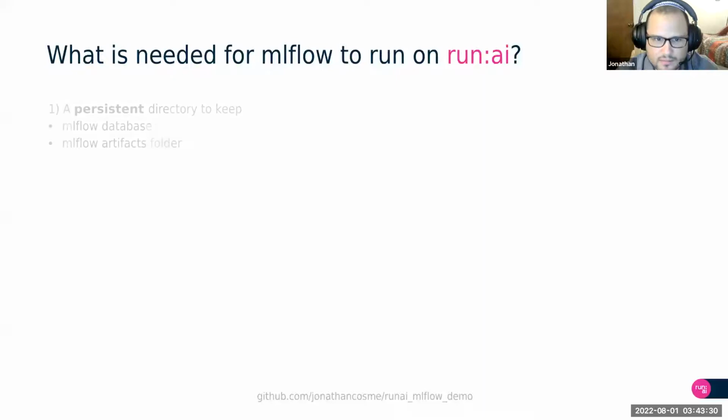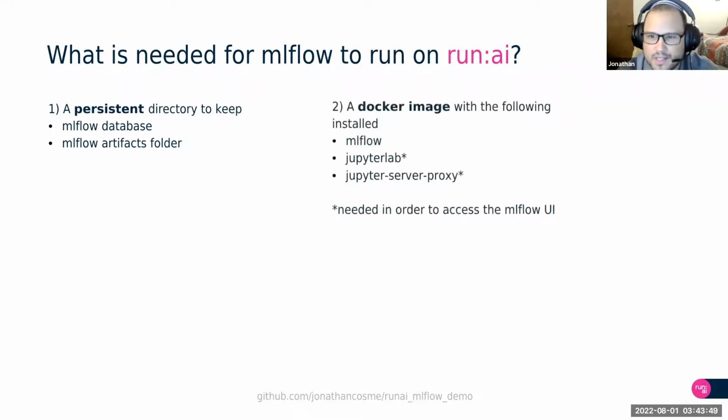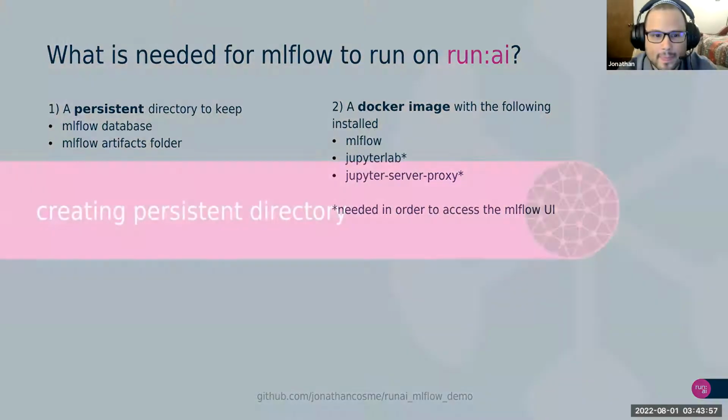So how are we going to integrate this with Run AI? We need two things as well. We need a persistent directory to keep track of our mlflow database and mlflow artifacts folder. We can do it if it's not persistent, but we want to have a record of all of the experiments that we've run, so we want to make sure it's persistent. And two, we need a Docker image that has mlflow installed, and also Jupyter Server Proxy. The only reason we've got that is so that we can actually access the UI.